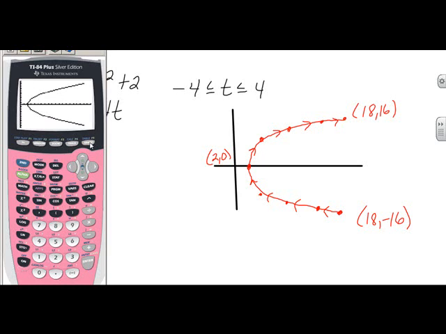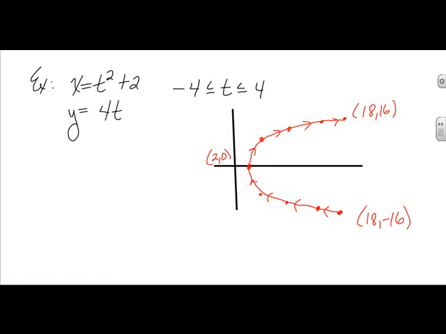Now, the other thing that you may be asked to do with a pair of parametric equations is eliminate the parameter. The parameter is the variable t. So basically we're going to take this pair of equations and get rid of t. Look at your pair and decide which one of those two equations is going to be easiest to solve for t. And I think it's the y equation.